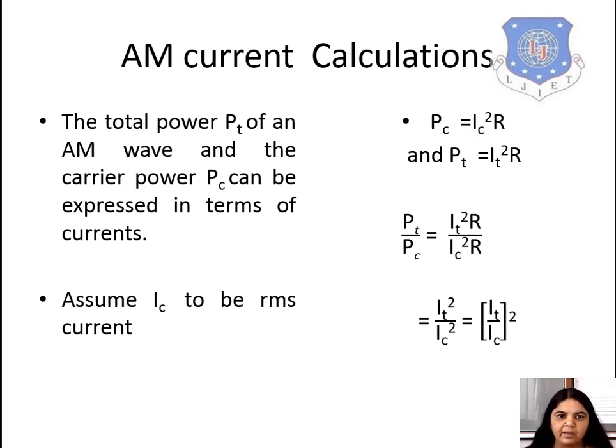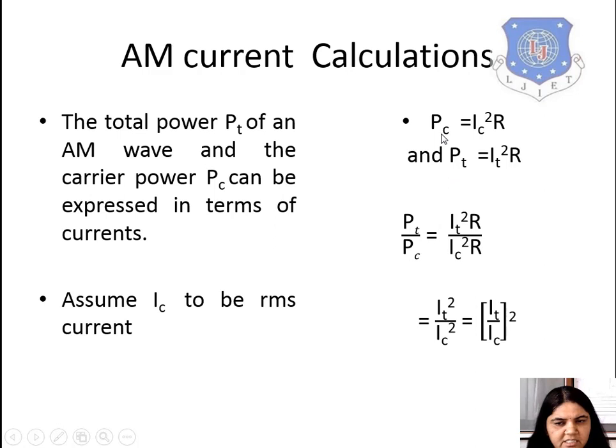Now the next topic is the AM current calculation: how much current is required to transmit the signal. This AM current calculation is similar to the AM power calculations. We know that the total power PT of an AM wave and the carrier power PC can be expressed in terms of current. So IT is the total current and IC is the carrier current, and the current we are assuming is the RMS current.